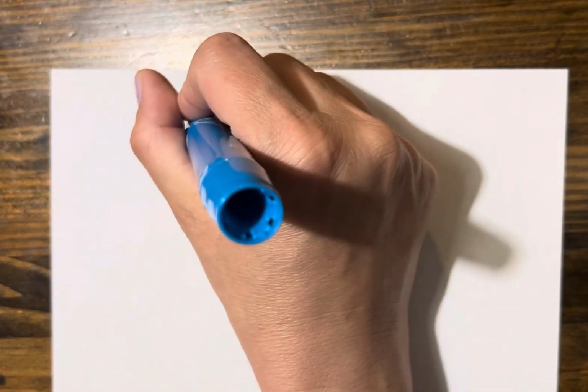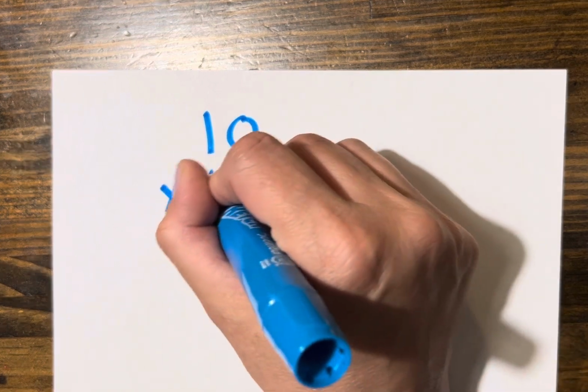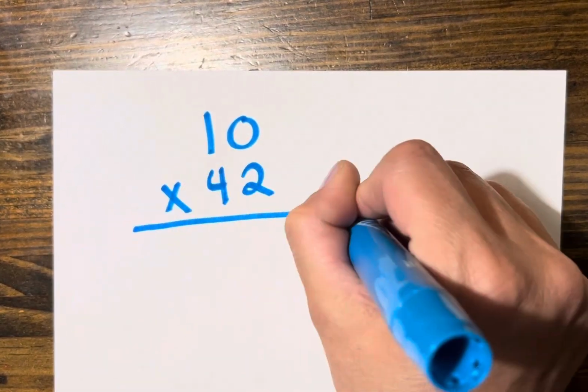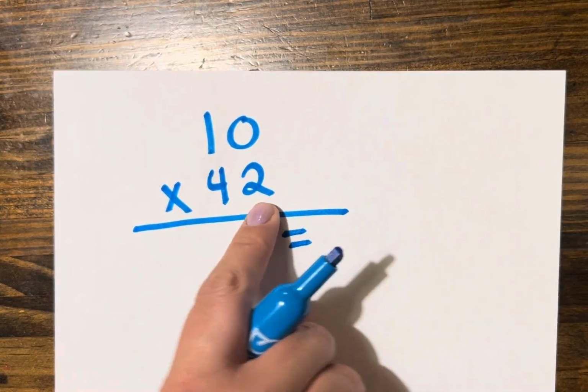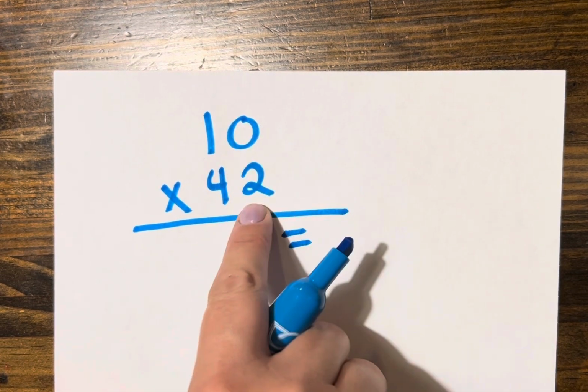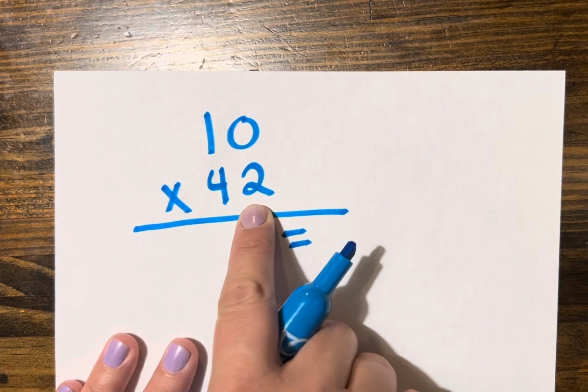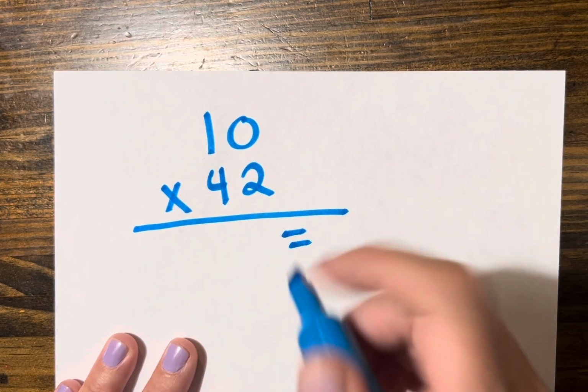Let's do 10 times 42. Starting again with my ones place in the bottom number. It doesn't really matter where you start at, but just for having a system in place, I always have them start with the ones place on the bottom number.